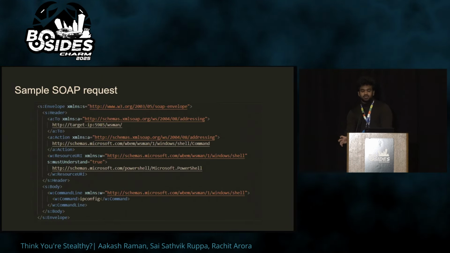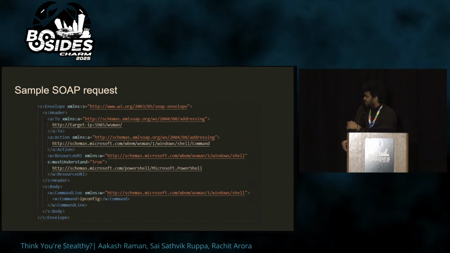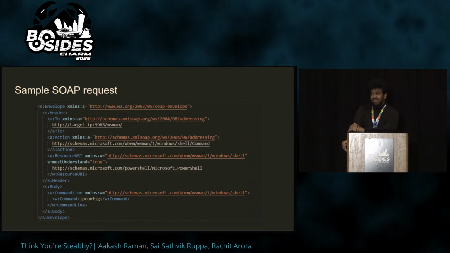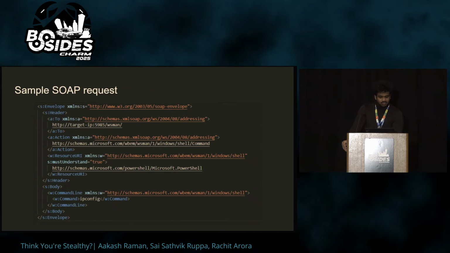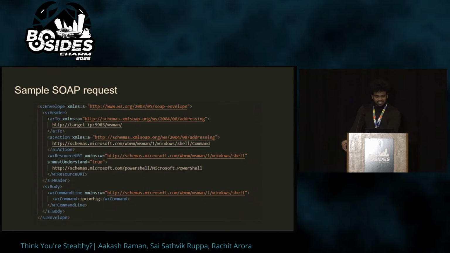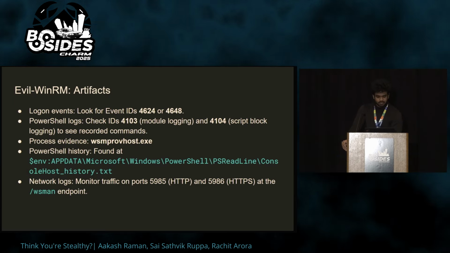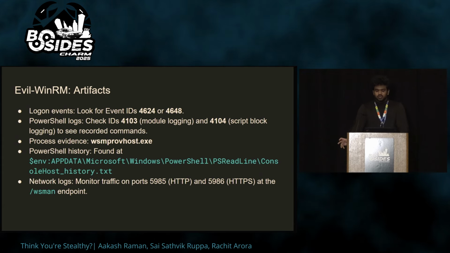This is a sample SOAP request of what happens when you run the ipconfig command in a valid Evil WinRM session. You can see a command line here trying to load PowerShell, and you can see the endpoint as 5985 and /WSMan. So these are some cool artifacts.